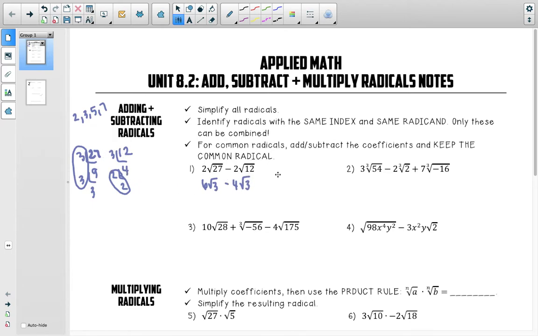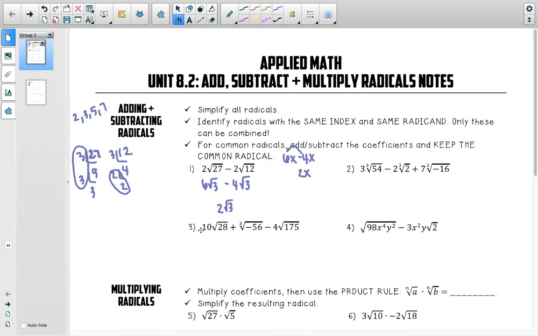Now, if we had something that was like 6x minus 4x, you would tell me it's 2x, okay? So what you're doing with this is you're only taking the 6 and the 4 into consideration, and the x just kind of tells you that you can put them together. It's the same with this. You're going to take 6 minus 4, and the square root of 3 just drops down, okay?